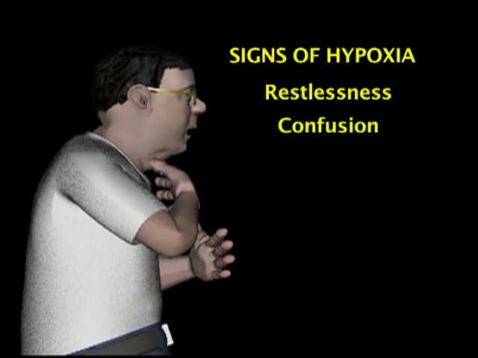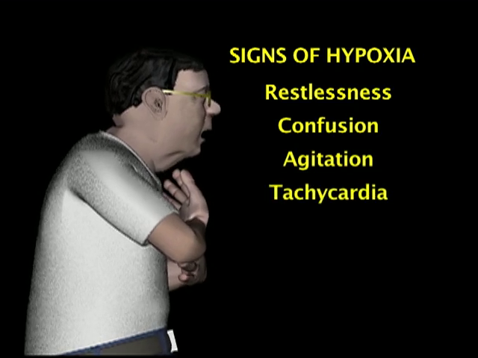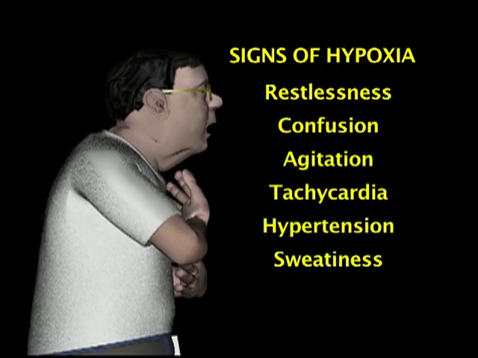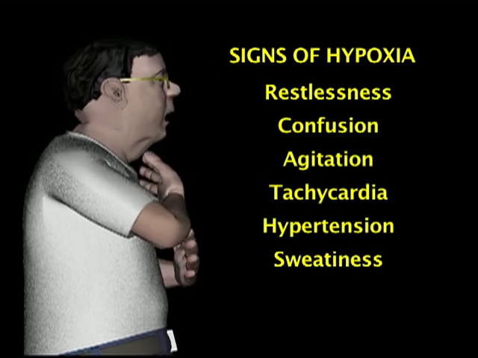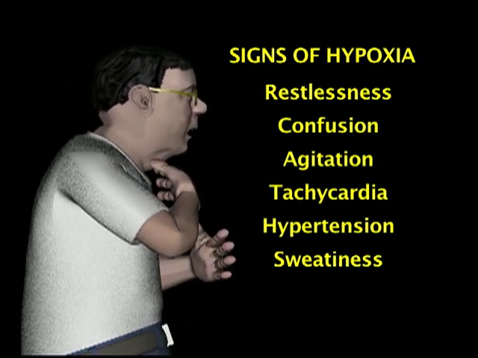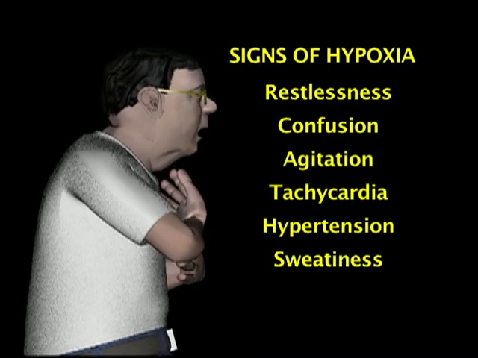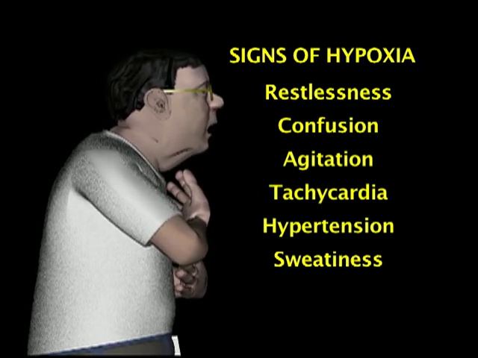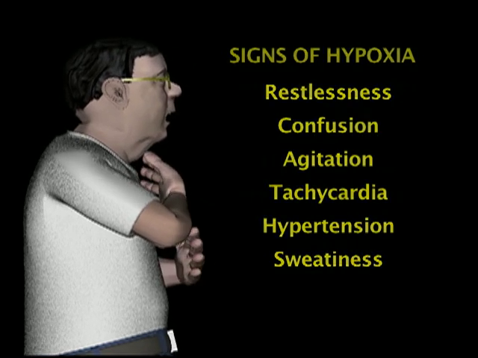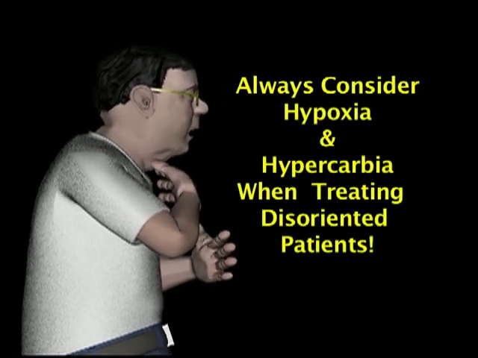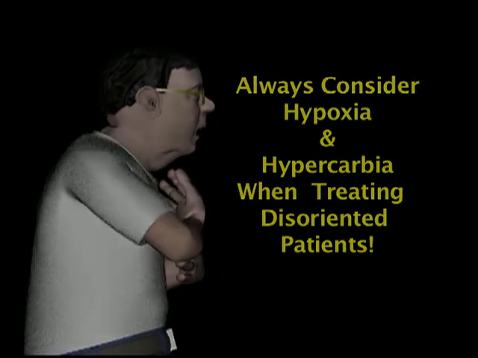When severe hypoxia is present, the conscious patient with respiratory distress usually exhibits air hunger. He or she appears anxious and breathes rapidly. Non-specific signs of hypoxia and poor ventilation include restlessness, confusion, agitation, tachycardia, hypertension, or sweatiness. Unfortunately, it's easy to be fooled into treating disorientation caused by hypoxia or hypercarbia with sedative medications and unintentionally precipitate respiratory decompensation. Always consider hypoxia and hypercarbia when treating disoriented patients.